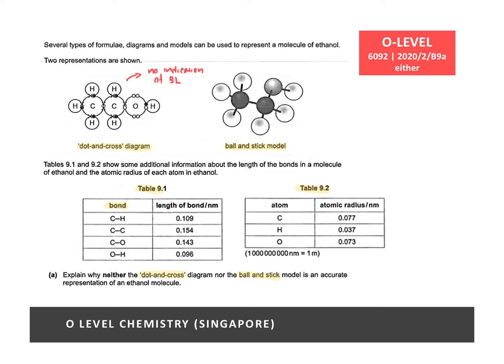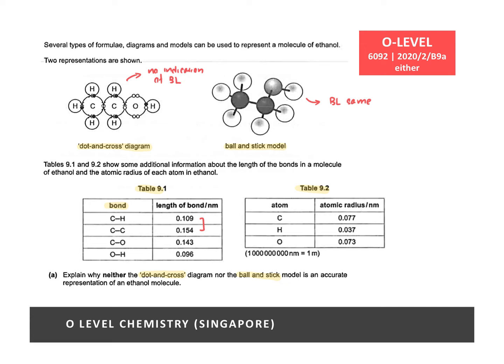If you look at the ball and stick model, all the bond lengths are the same. Okay, so this is inaccurate because if we look at the table, the bond lengths, or if we can just pick one, that the bond length of carbon hydrogen bond is different from that of carbon carbon bond. But in the ball and stick model, the carbon hydrogen bonds and the carbon carbon bonds are shown to be of the same length.